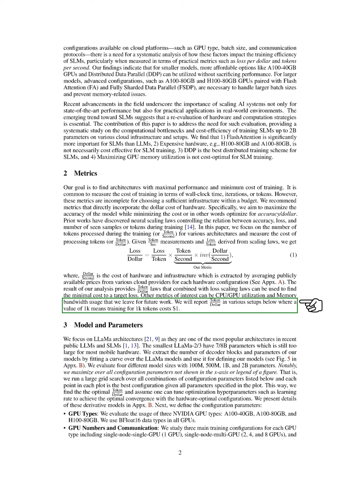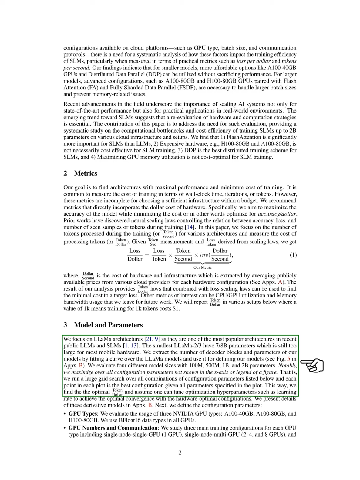Section: Model and Parameters. In this section, we focus on Llama architectures, which are among the most widely used in recent public large language models, LLMs, and small language models, SLMs. The smallest versions, Llama 2 and Llama 3, have 7 and 8 billion parameters, respectively, making them too large for most mobile devices. We determine the number of decoder blocks and parameters for our models by fitting a curve to the Llama models, which helps us define our own models.